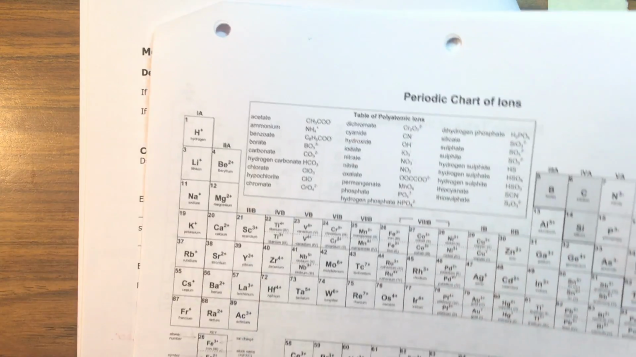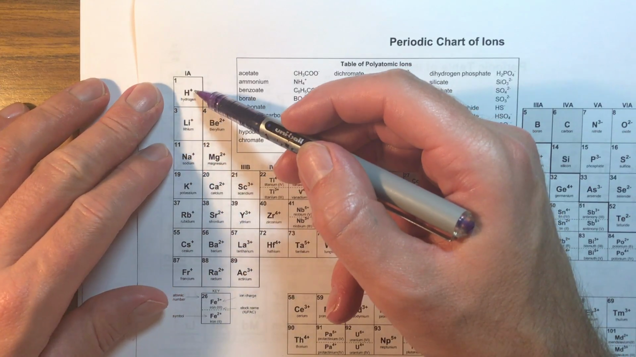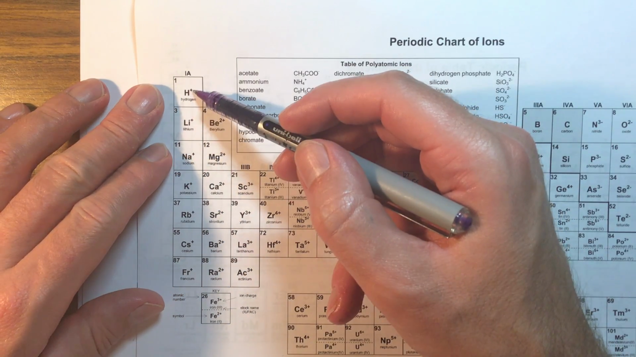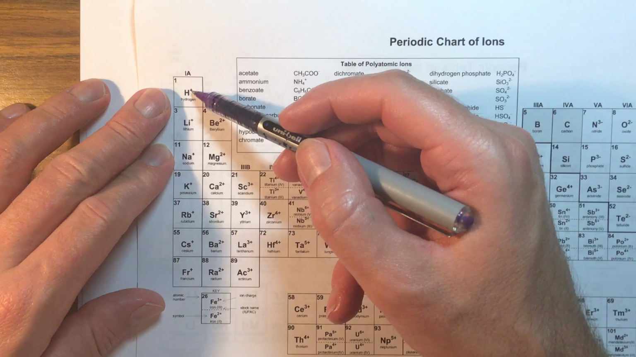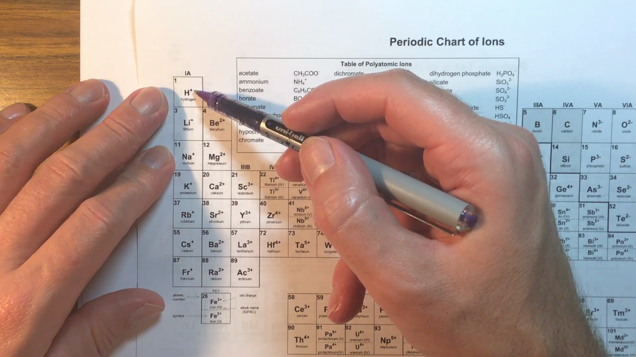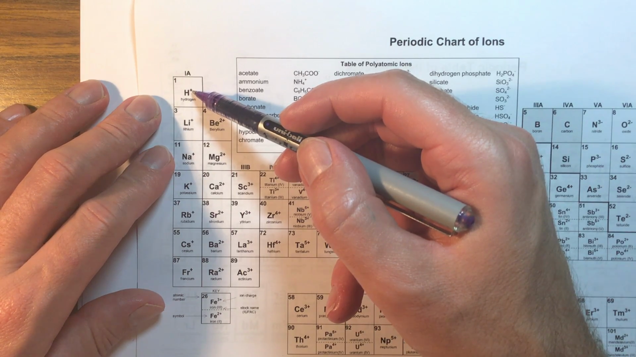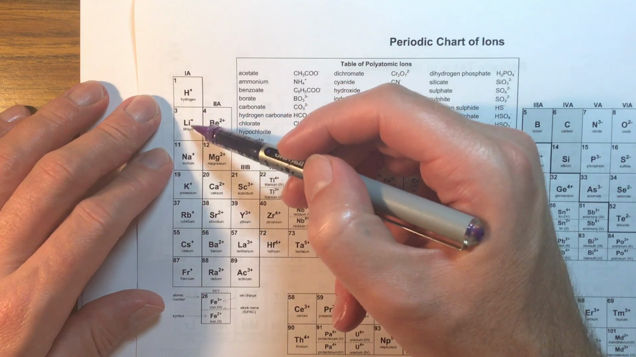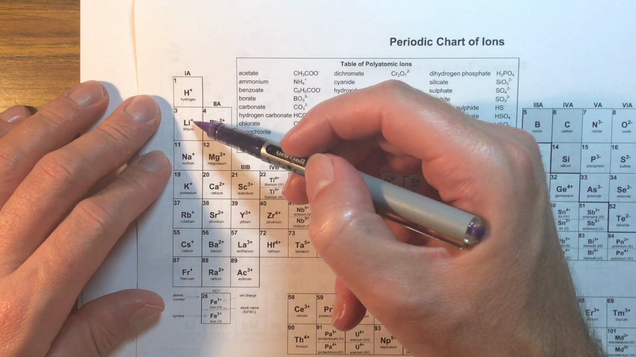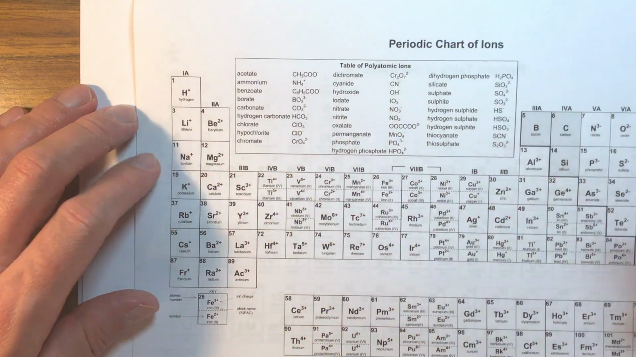All right, so we look here at our periodic table of ions. You can see hydrogen has a 1+ charge, lithium is a 1+. So normally hydrogen has 1 electron because its atomic number is 1. Now because it's got a 1+ charge, it's lost an electron and has 0 electrons. Lithium normally has 3 electrons, but it's got a 1+ charge, so it's lost 1. So now it's got 2 electrons.